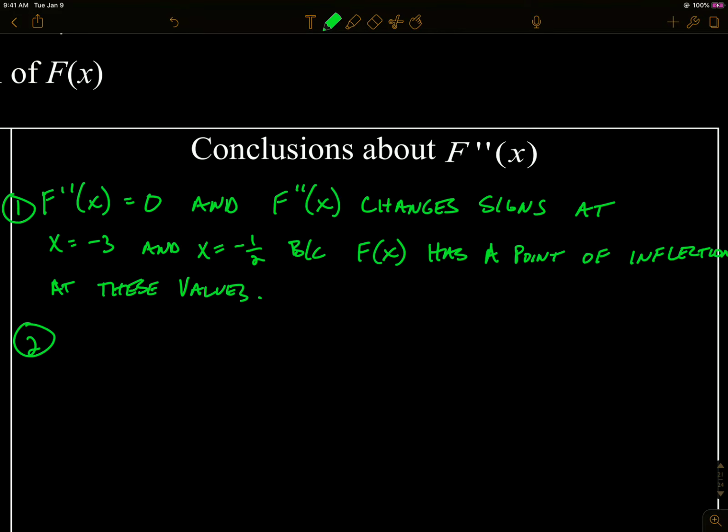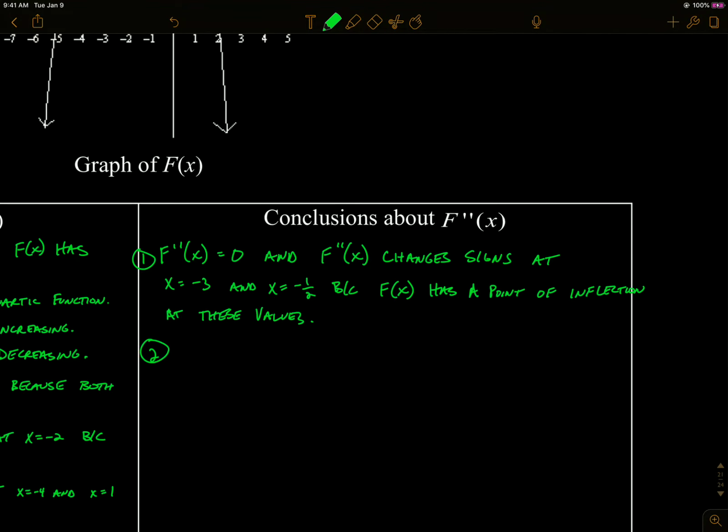All right, so that's the first thing we think about with second derivatives. We know the second derivative is 0. Because it's a polynomial, I don't have to worry about undefined, okay? But I know the second derivative is 0, and that it also changes signs. So that means it actually has to cross the axis wherever there's a change in concavity.